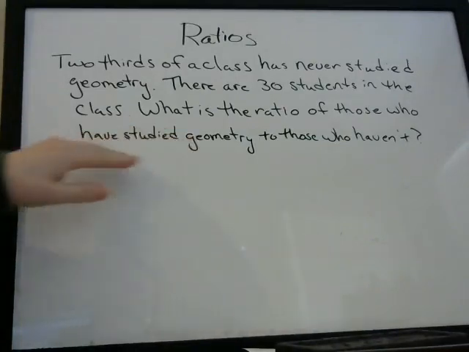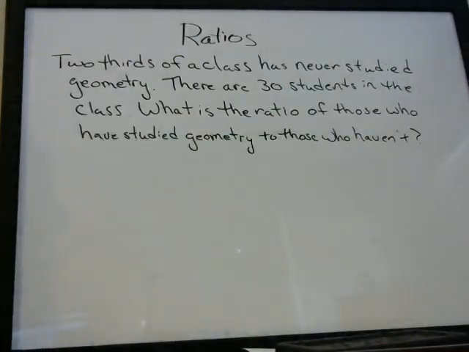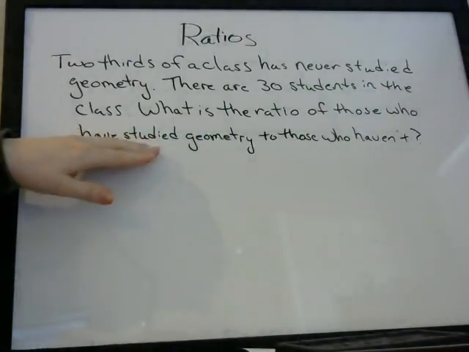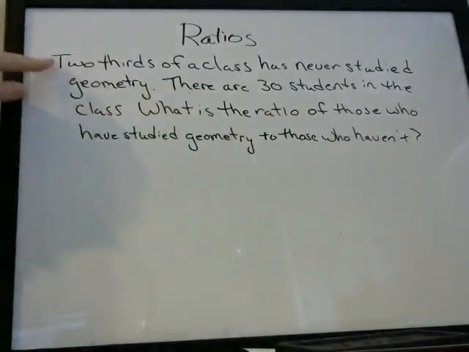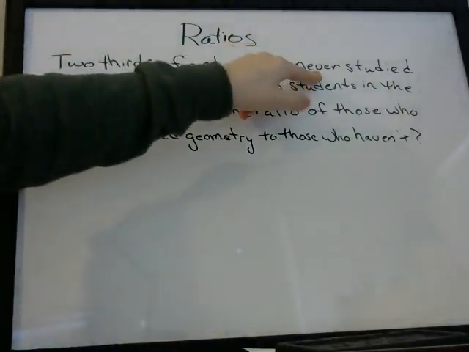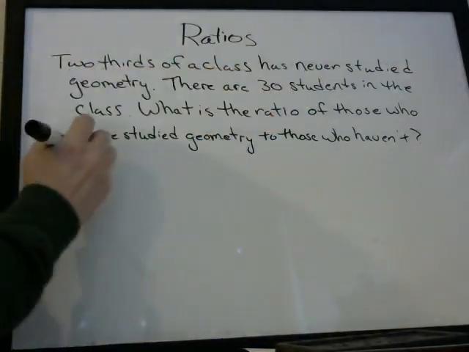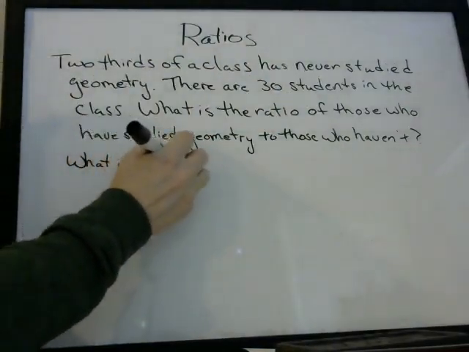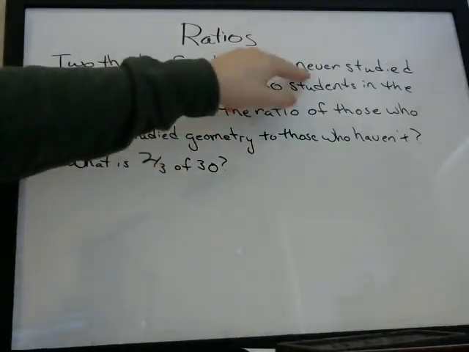So again, the ratio we're looking for is those who have studied to those who haven't. So now we just need to figure out what these numbers are. How many of the students have studied geometry and how many have not? Well, the first sentence gives us the answer to that. 2/3 of the class have never, so they have not studied geometry. And then there are 30 students in the class. So the question in your mind should be, what is 2/3 of 30? Because that's going to tell us how many have never studied.